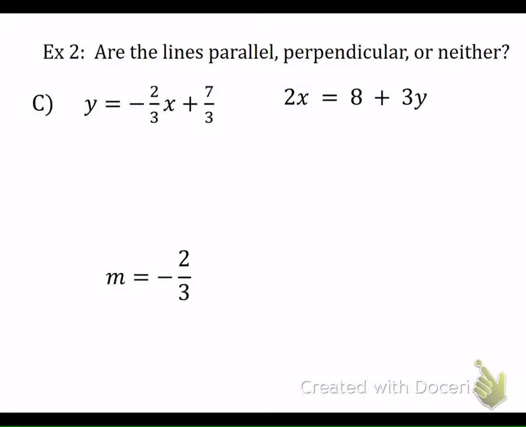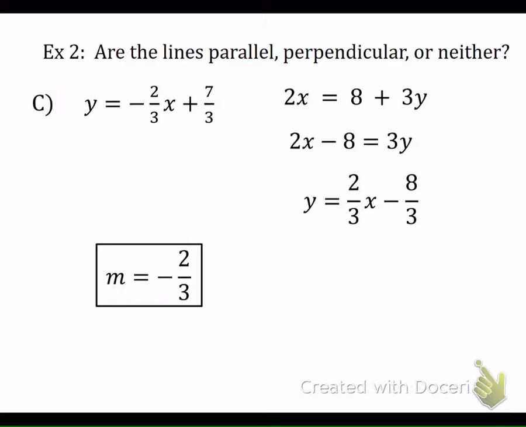How should I start the second one? Subtract 8 from both sides. Good. Divide everything by 3, and I'm also going to flip-flop it, so I'm going to put the y in the front. 2/3 divided by 3 is 2/3 x. Minus 8 divided by 3 is just minus 8/3. What's the slope of that one?